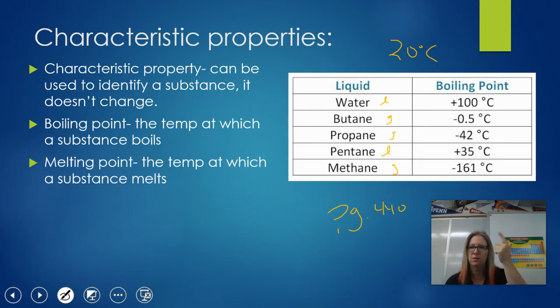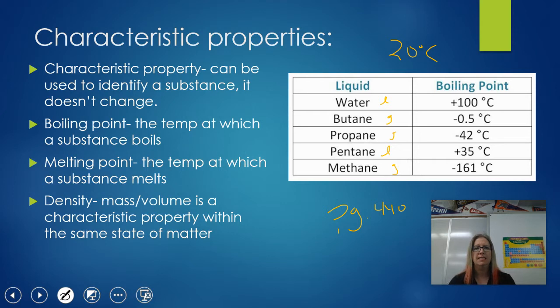Are they a solid, a liquid, or a gas based on their characteristic properties of boiling and melting points, okay? We have a couple more characteristic properties. Density is kind of a characteristic property, but within its state of matter, okay?